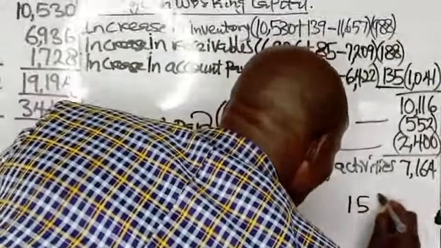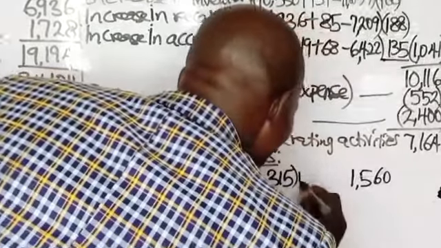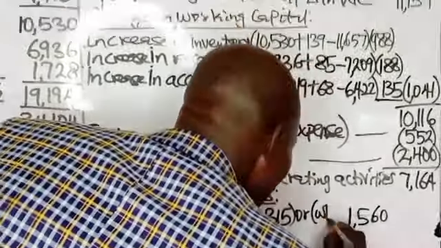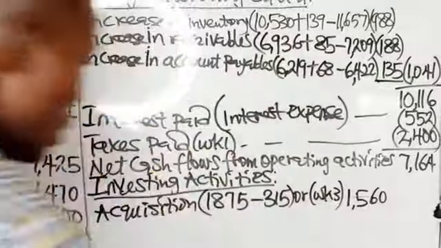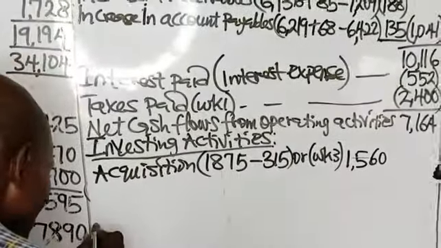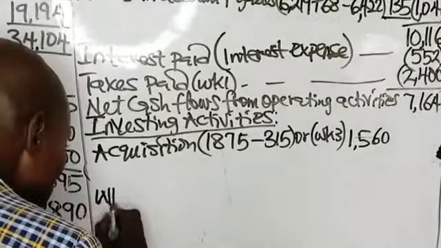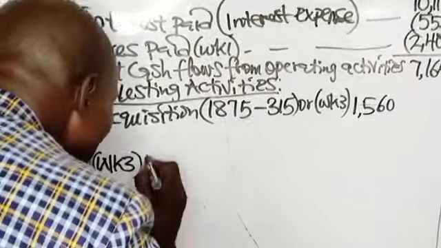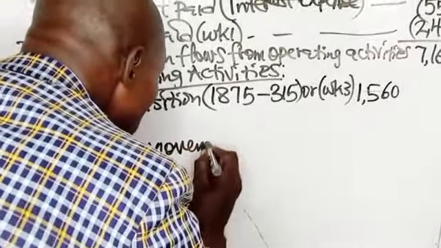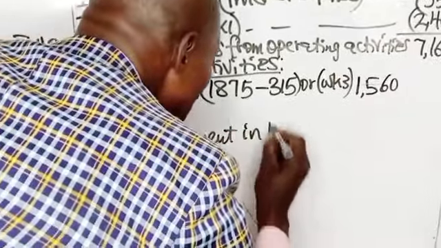1,560 outflows. Or let me have working 3. Working number 3. We have movement in PPE.